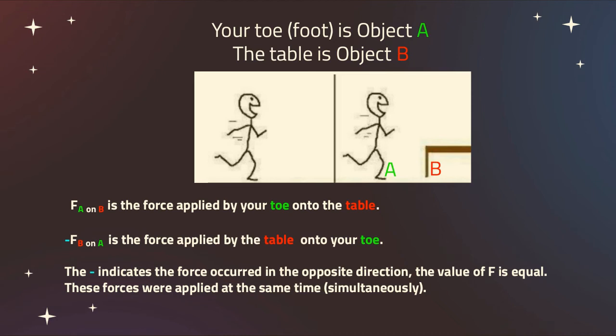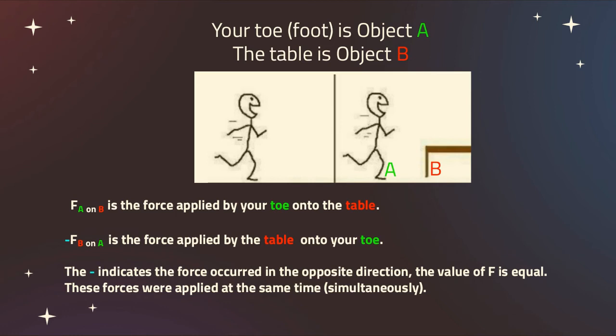The negative F_B on A means this is the force applied by the table, the second object, onto your toe, the first object. The negative indicates that the force occurred in the opposite direction, but the value of F is still equal. And these forces were applied at the same time. If you look at your foot or your toe, it's the one on the left, and it has a rightward motion, so that's positive. When it makes contact with object B, the opposite force that it feels is toward the left, going away from that object. So that's the negative F_B on A.